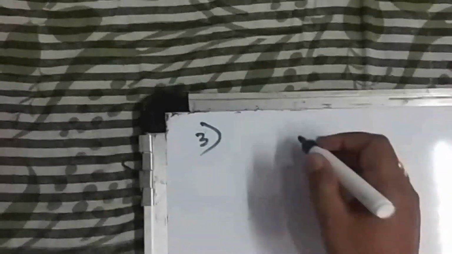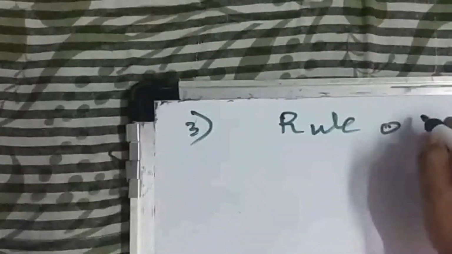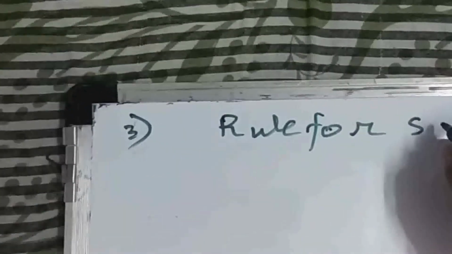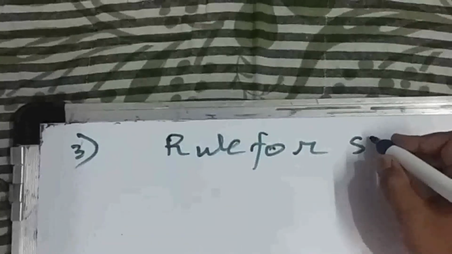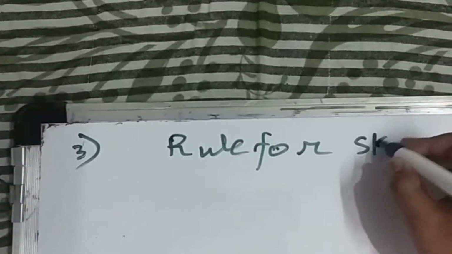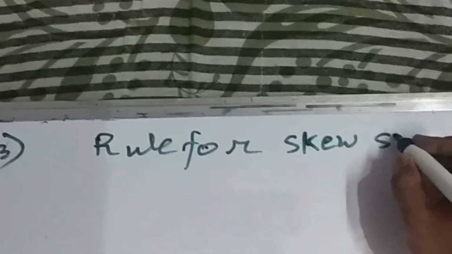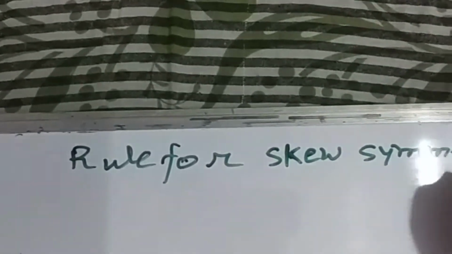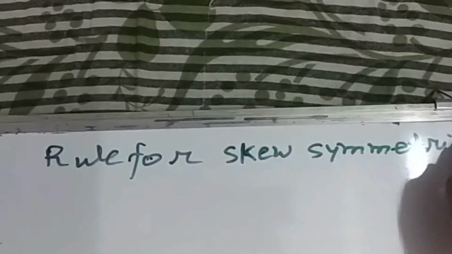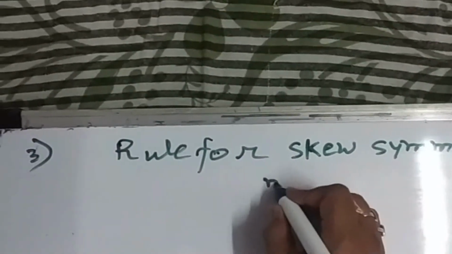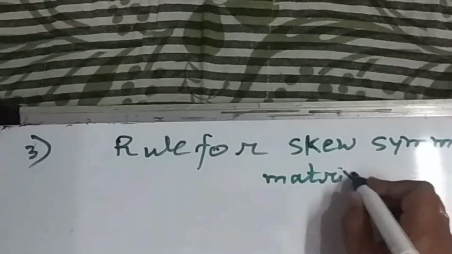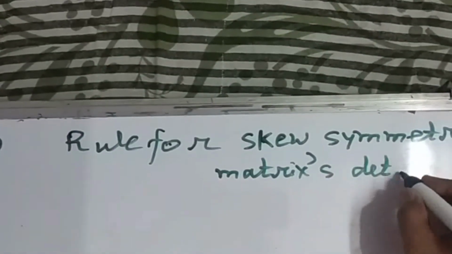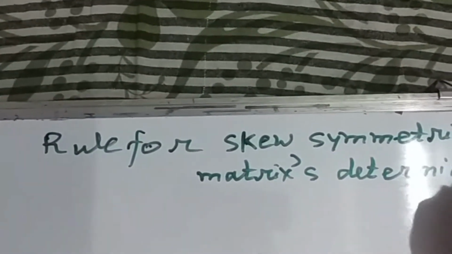Next one is what? Next one, number 3, that is the rule for skew symmetric matrix determinant. Rule for skew symmetric matrix determinant. Okay.